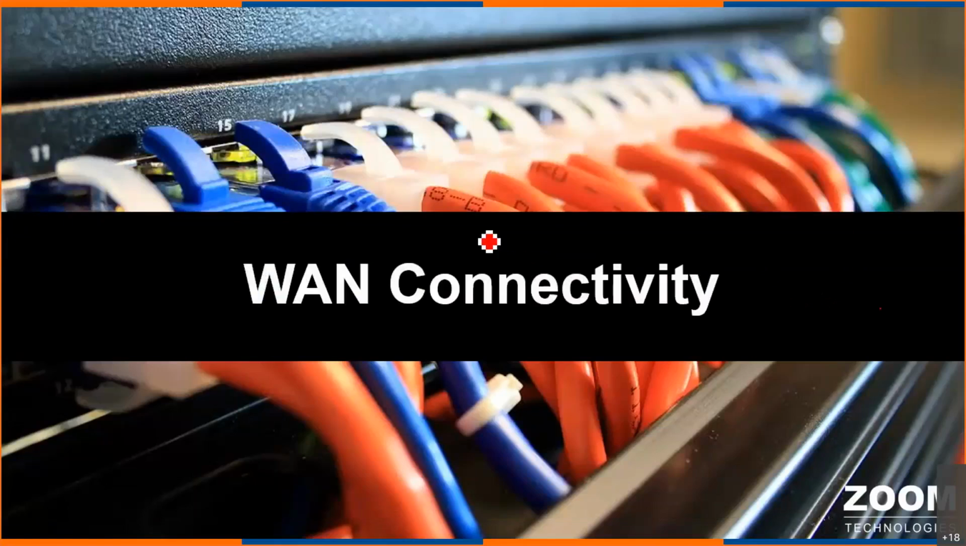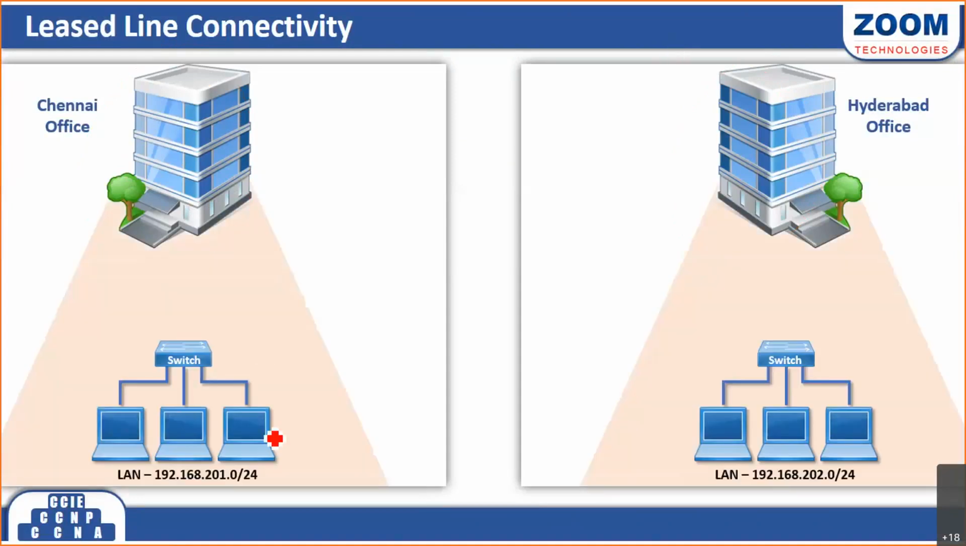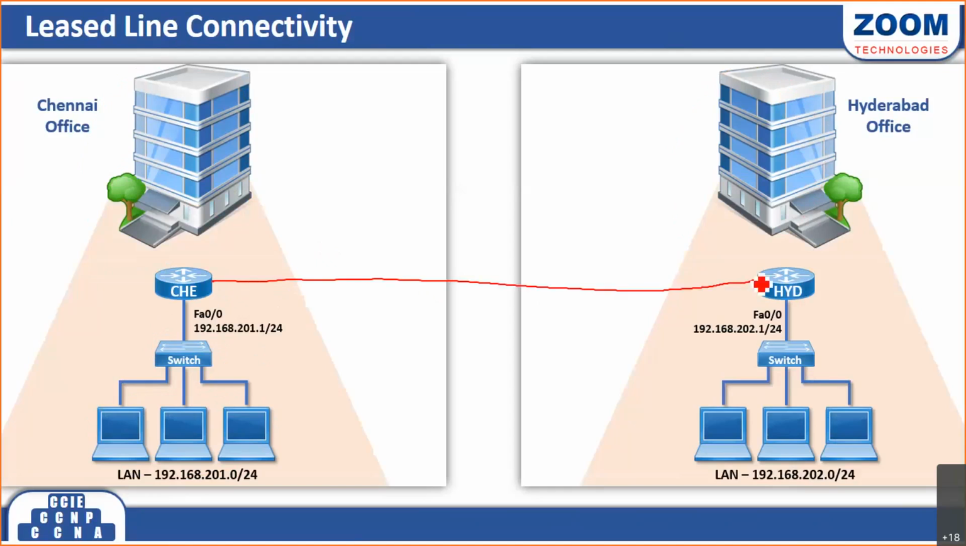For example, here you have one leased line connectivity, two offices. This is the Chennai office building and the Hyderabad office building, two offices in different locations. Now between these offices, we require leased line connectivity. In each office premises, end users are connected to a switch and the switch to a router. This is normal connectivity, we know this, right? Now from the Chennai router to the Hyderabad router, we require a leased line. So we decided to use a leased line, right?